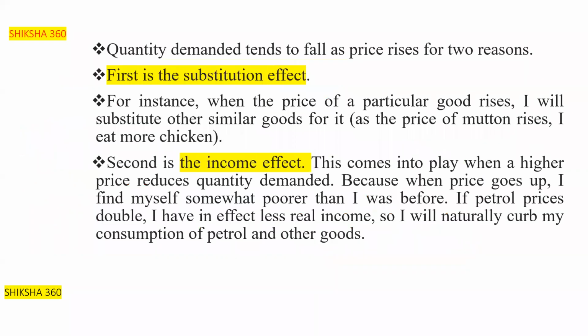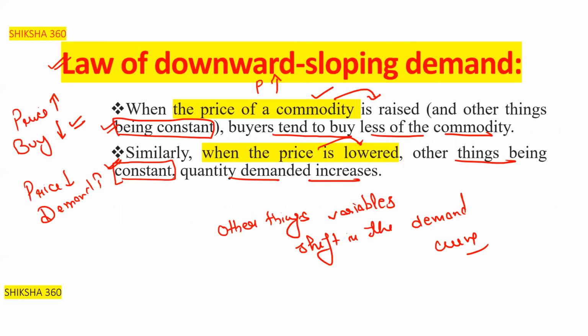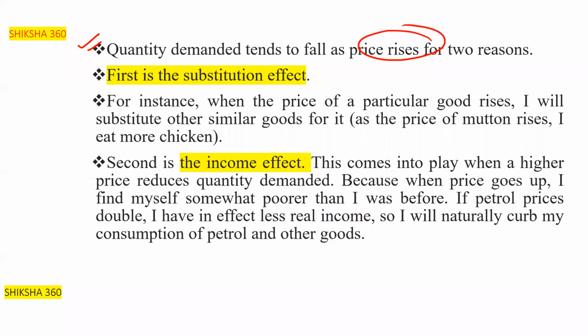Next, in which of the following cases does quantity demanded tend to fall as price rises? There are two reasons. The first one is the substitution effect, the second one is the income effect. This comes under the law of downward sloping demand. The quantity demanded tends to fall as price rises. First is the substitution effect.